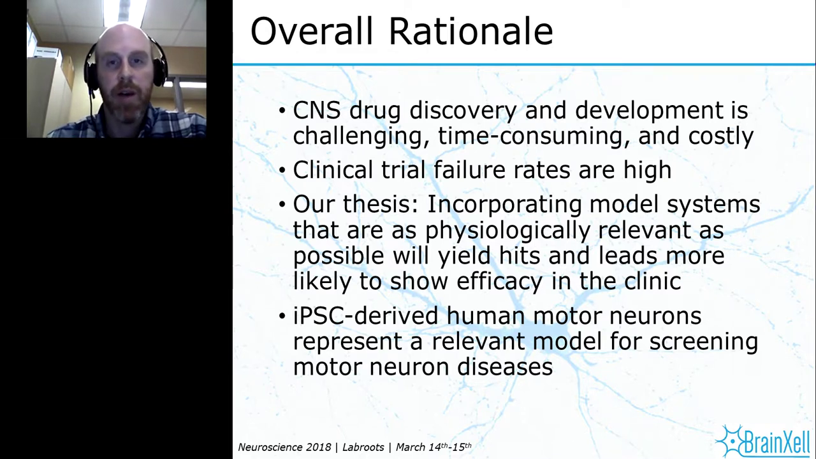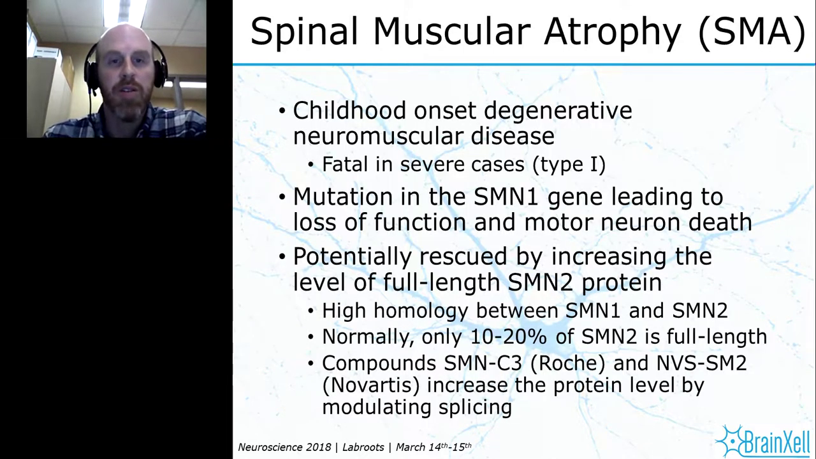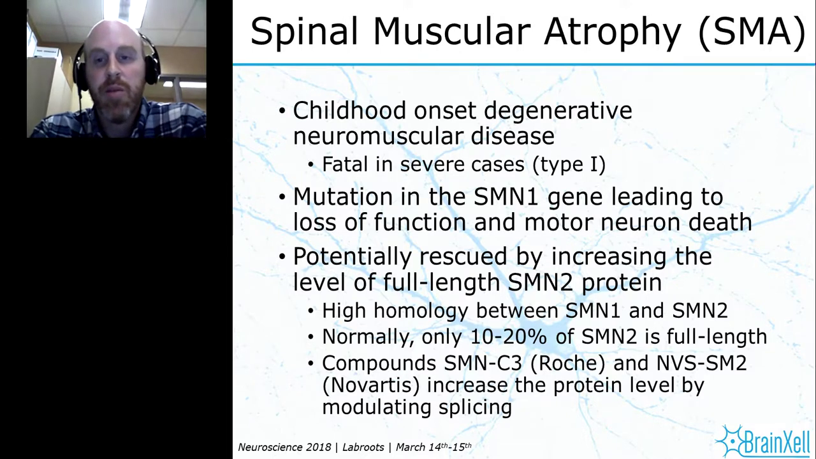And so for this experiment, the model system we're going to use is our iPSC derived human motor neurons. We've already talked a little bit about those cells, that they have a complex morphology and they express the markers of interest. So the disease we're interested in screening for compounds for, in this case, was spinal muscular atrophy, which is really a devastating childhood illness, and it can be fatal in type 1 patients, not fatal in type 2, and so on.